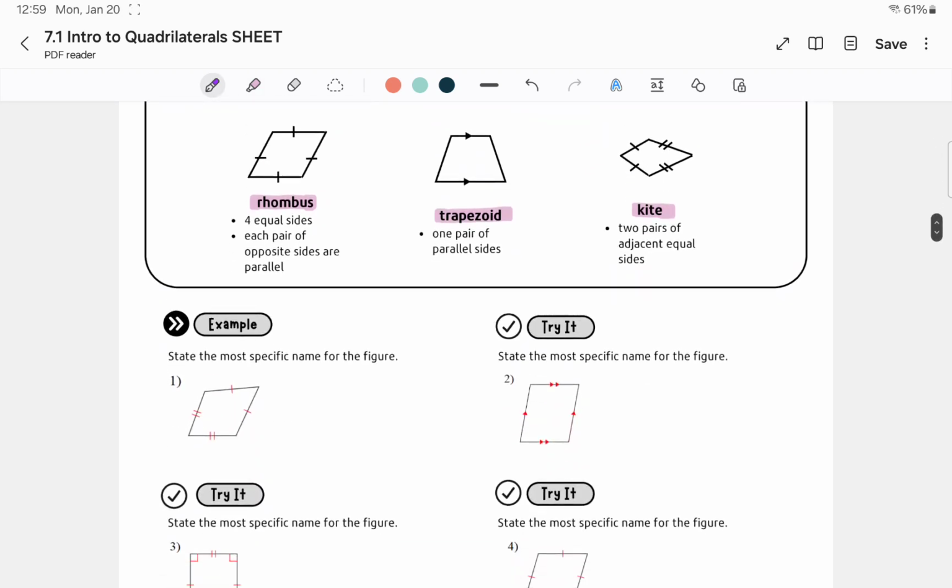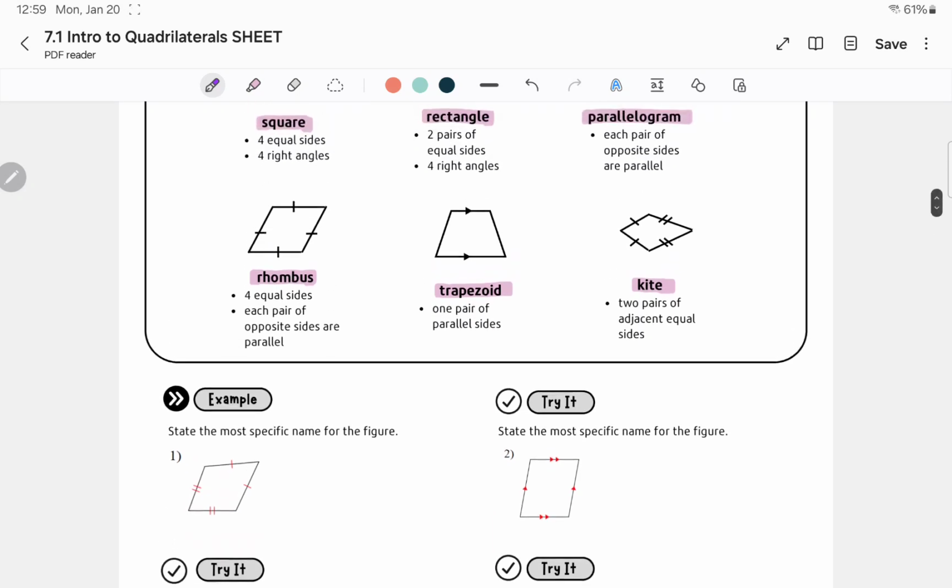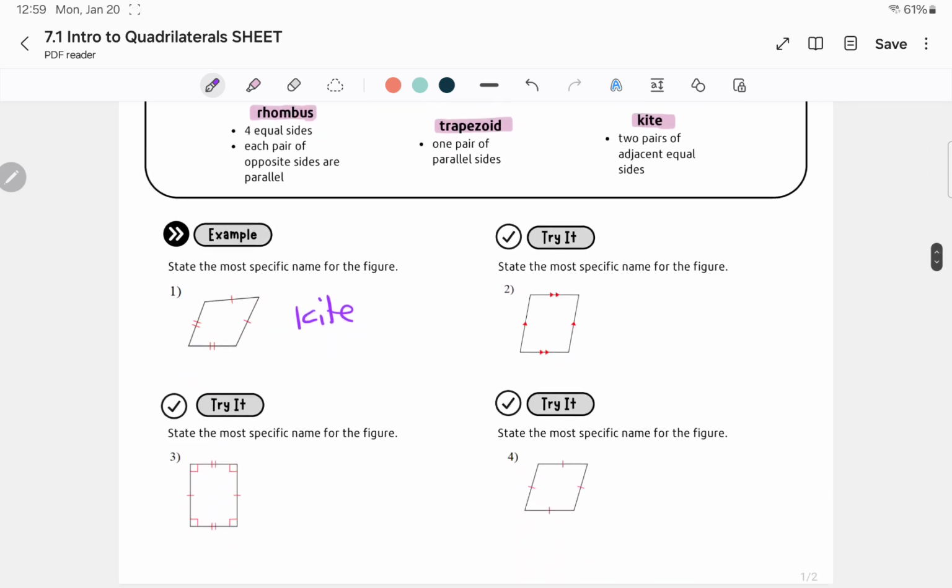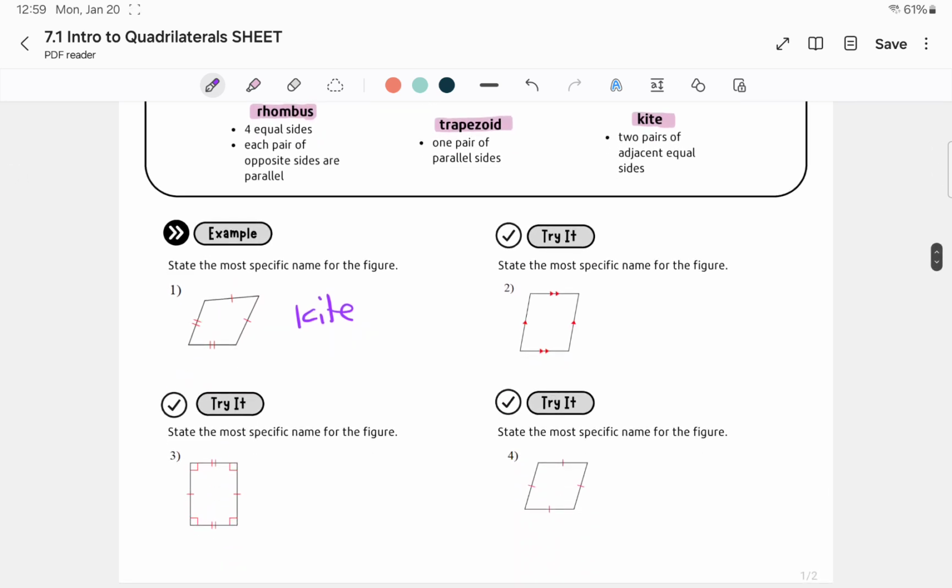So it looks like I have two pairs of equal sides that are adjacent, they're next to each other. So it looks like a kite. So that's what our specific name is, a kite. All right, and then go ahead and pause the video and try to match up 2, 3, and 4 to the shapes in the box.